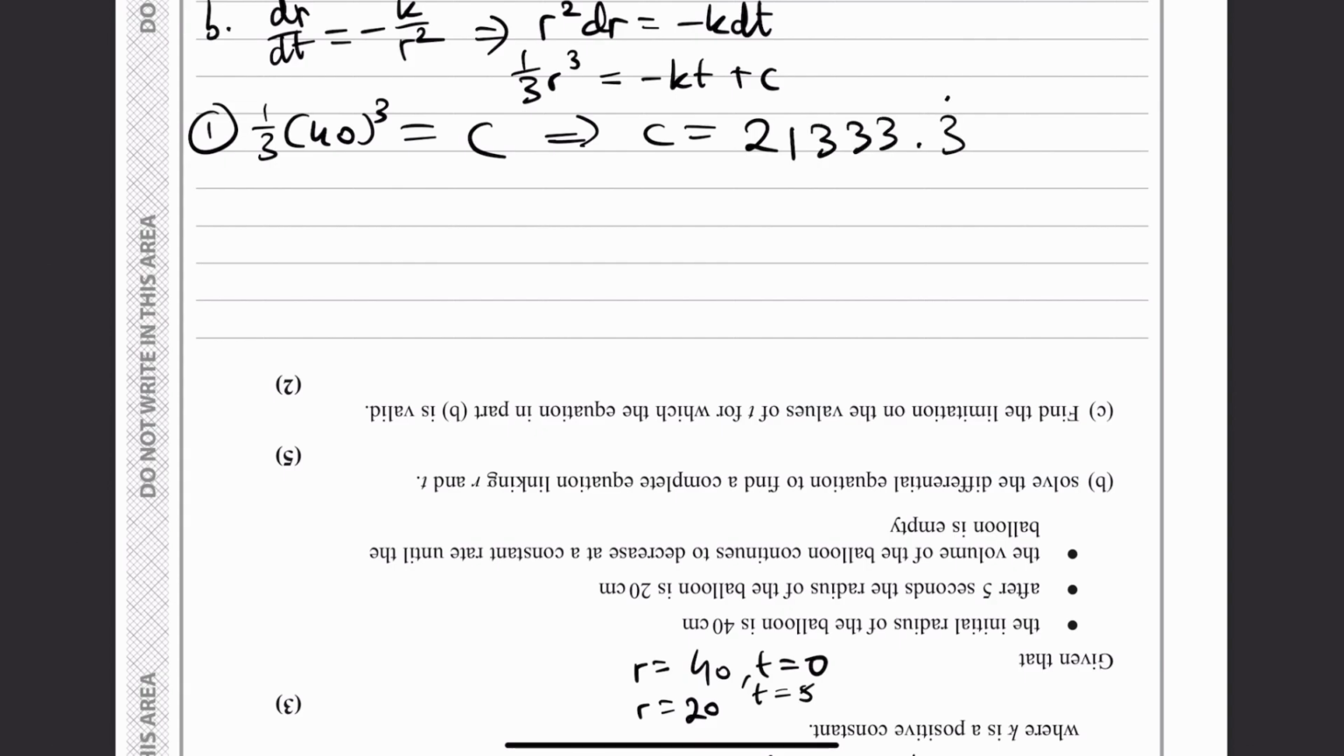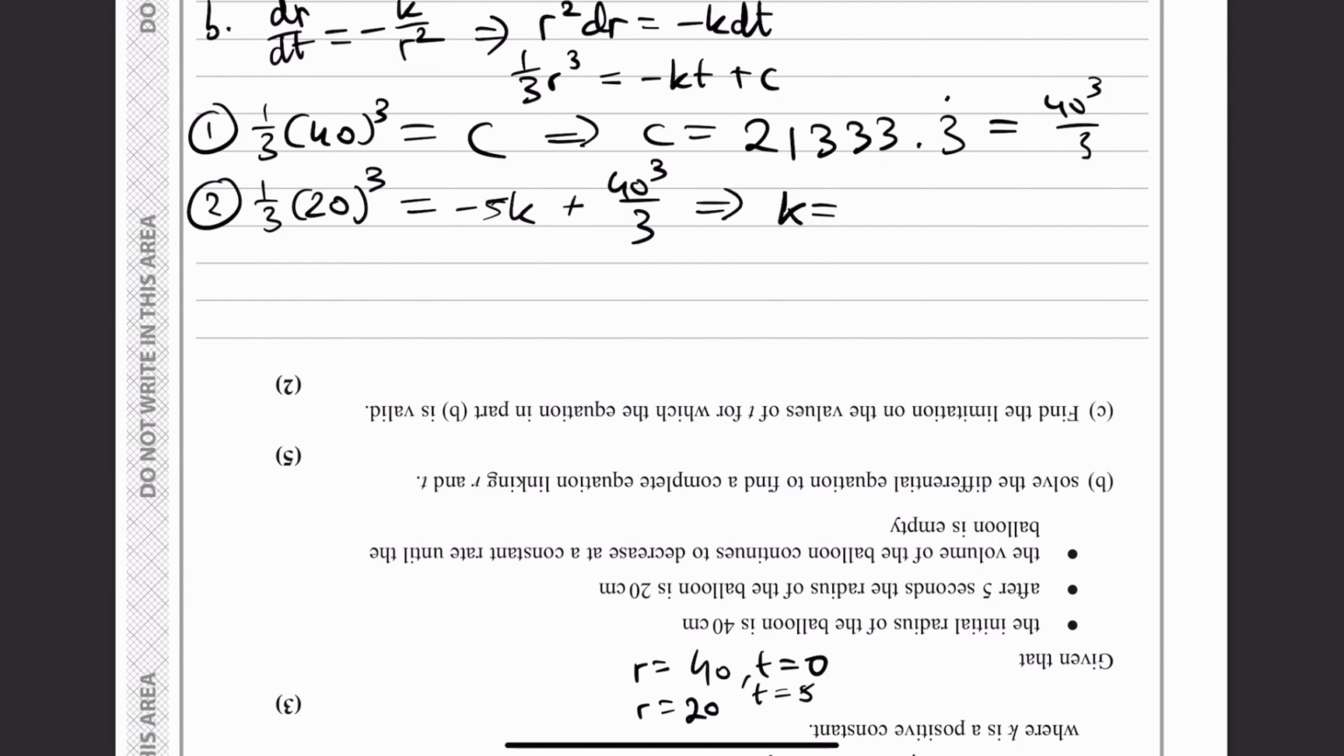21333.3 recurring. So I'll just say that's 40 cubed over 3. And when you put it into the second equation, you have 1/3 20 cubed is equal to negative 5k plus c, so plus 40 cubed over 3. Let's just solve this all in one step. You get minus 1/5, 1/3 20 cubed minus 40 cubed over 3.